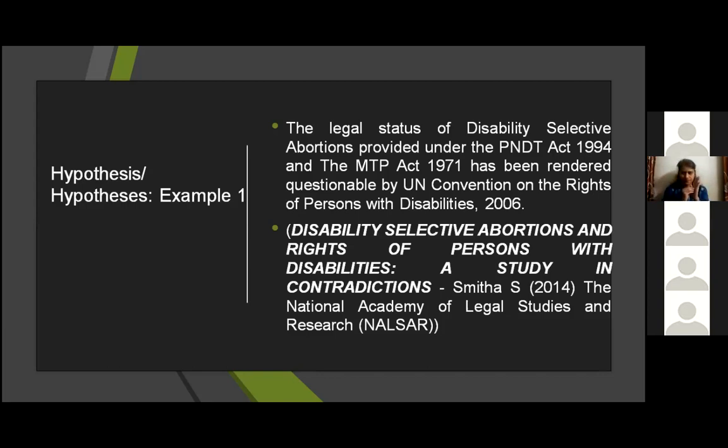Basically, all the abbreviations will be elaborated in the beginning of the dissertation, the research or the thesis that you submit. In the first few pages before the abstract, you have abbreviations as well, so all the abbreviations will be elaborated there. So let's continue. The MTP Act 1971 has been rendered questionable by the UN Convention on Rights of Persons with Disabilities. This is what the researcher has in her head, that the legal status of these acts is questionable. Why? Due to the convention. The convention is saying something else and the legal status of these acts is something else. This is the hunch that Smita had in the beginning of her research. So this is one example.